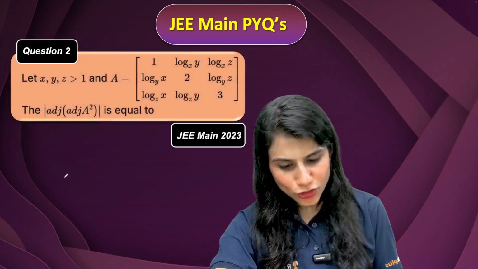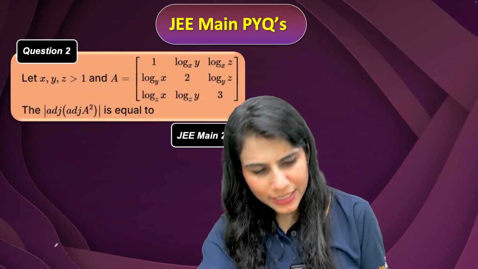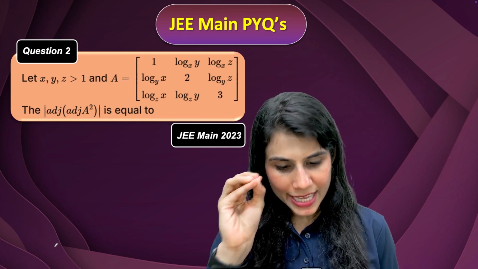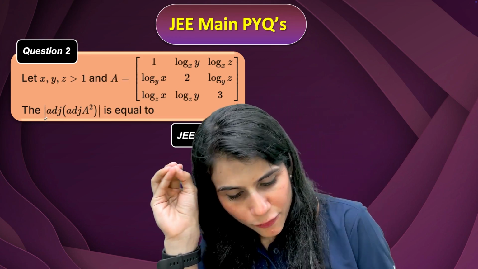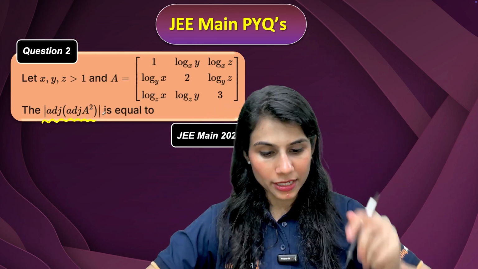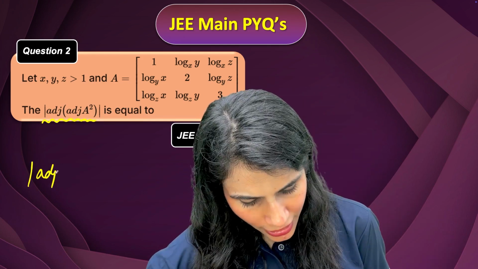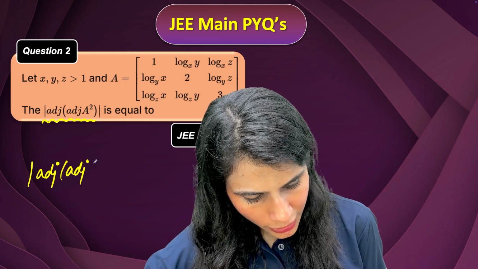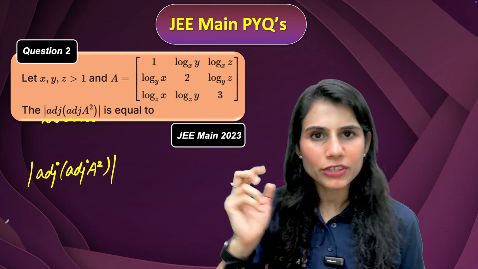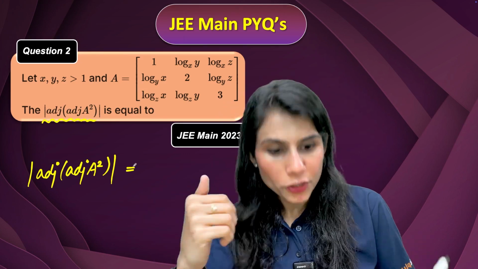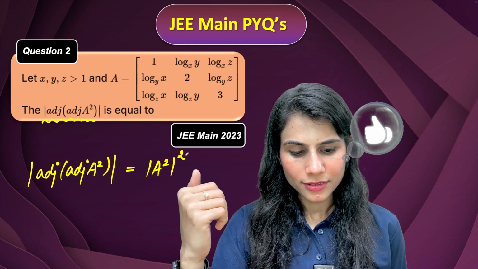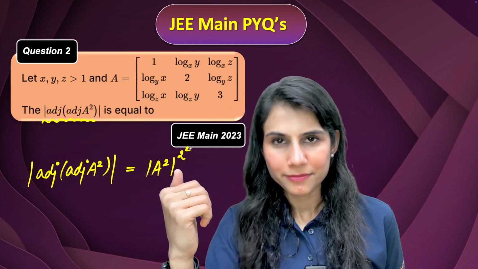Up next is this question. Fantastic question, people. It was asked in 2023. Here a matrix A has been given, 3 cross 3, and you have to compute the value of this expression. Now this expression is very familiar. The moment you see this, it should strike you. Adjoint of A square, right? A square treated like a matrix B. Determinant of adjoint of B is determinant of B to the power n minus 1 square. Yes or no?